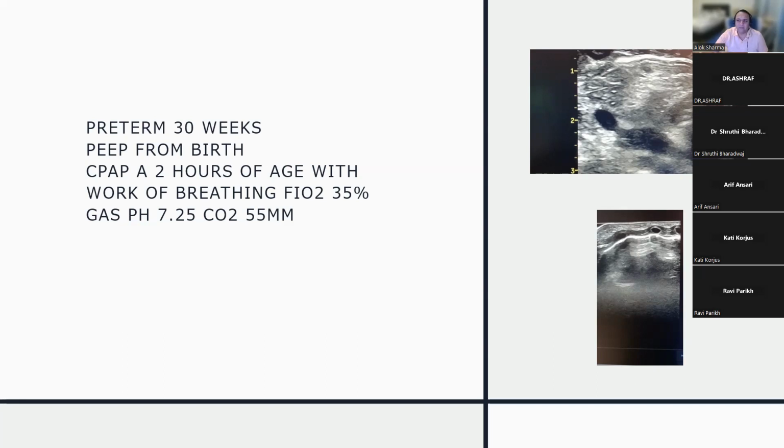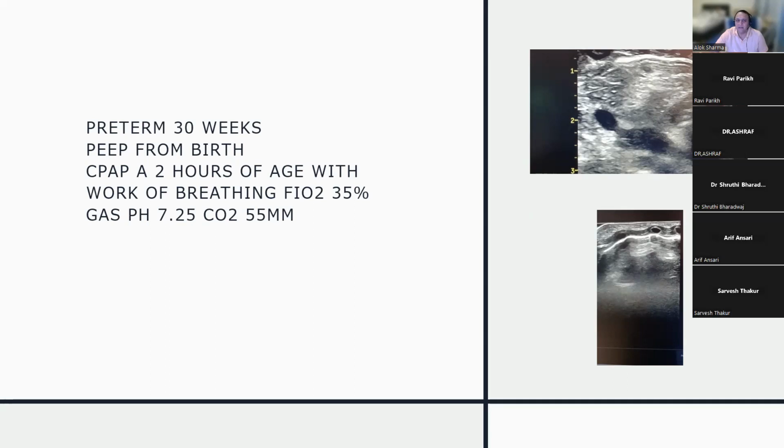By clinical grounds, the history and the clinical picture, should I start surfactant? I want to do surfactant. Okay. So Dr. Ashraf has very kindly agreed that this sounds like a baby who might need surfactant. I would agree. I think from my perspective, that's really important. Shruti has brought up whether we should do less invasive surfactant administration. Amazing. Okay. Any other thoughts, folks?